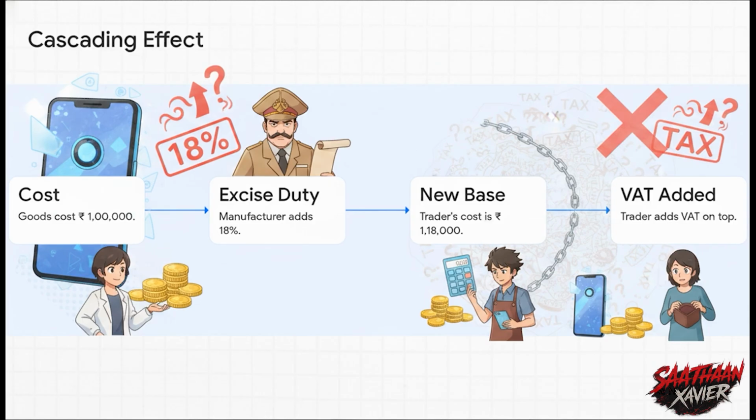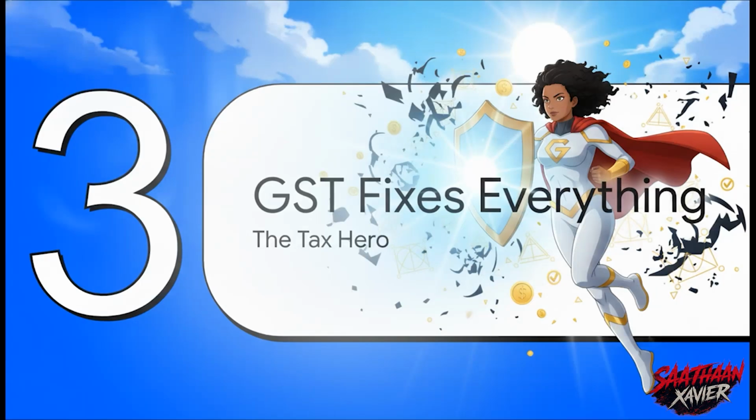Do you see what just happened there? The VAT was calculated not just on the goods, but on the excise duty as well. This is the dreaded cascading effect, a tax on a tax. It artificially inflated prices, resulting in an unjust enrichment completely at the cost of the ultimate consumer. It was absolute chaos.